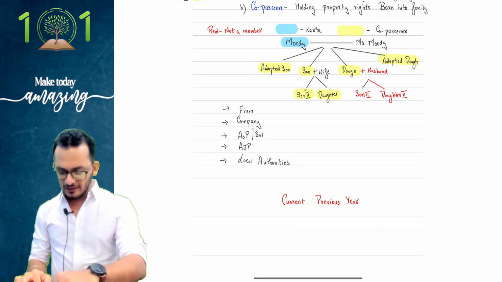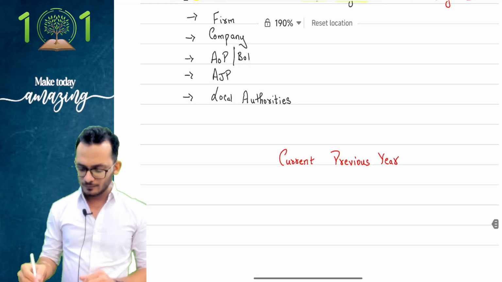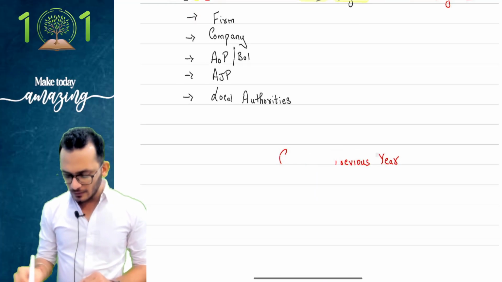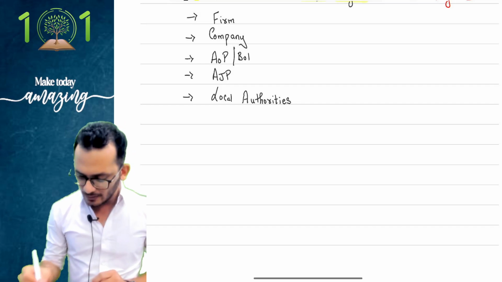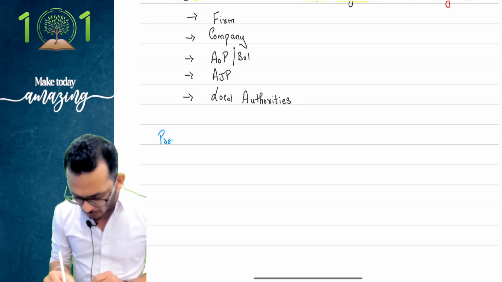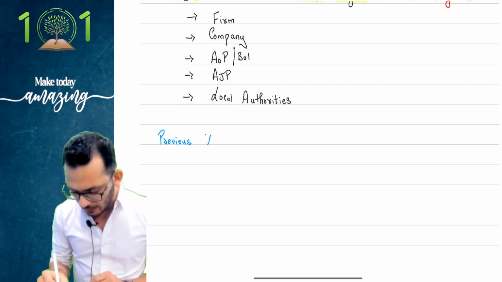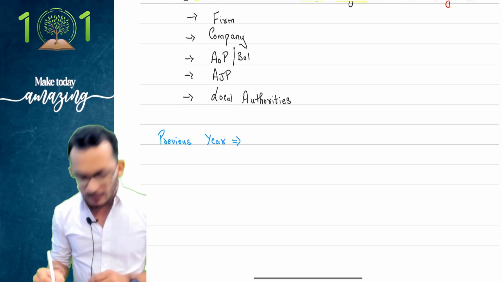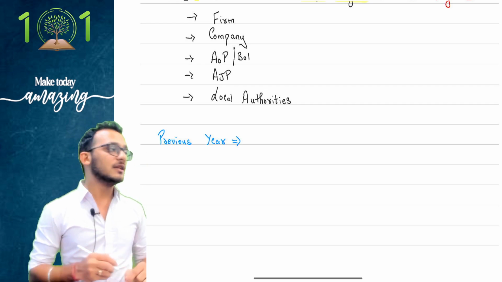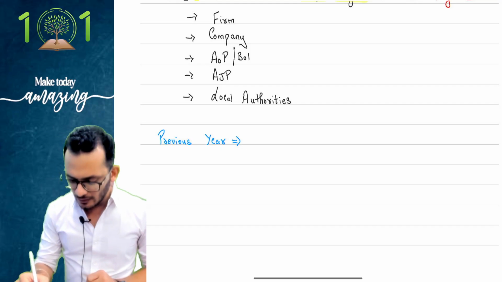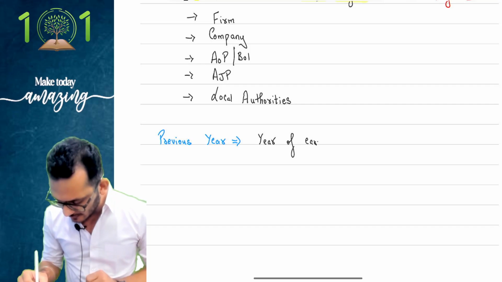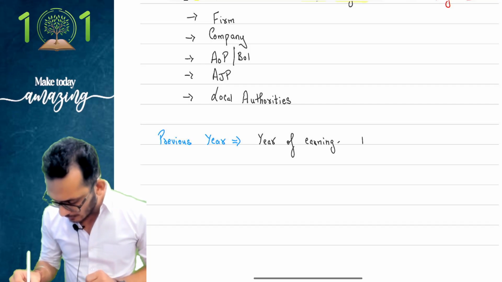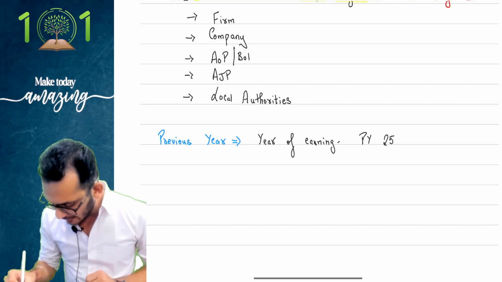What I am telling you is previous year is basically the year in which you earn the income. Your previous year is going to be the year in which you're going to earn the income, whereas assessment year is going to be the year in which you pay the tax. So when I look at previous year, you have to always follow April to March, which is financial year 25, 26. Very good. So previous year is the year of earning. And for your exam, this becomes previous year 25, 26. Very good.